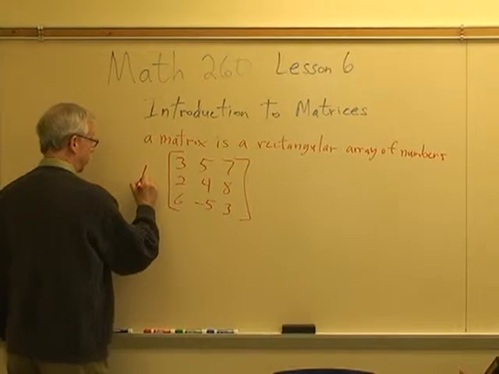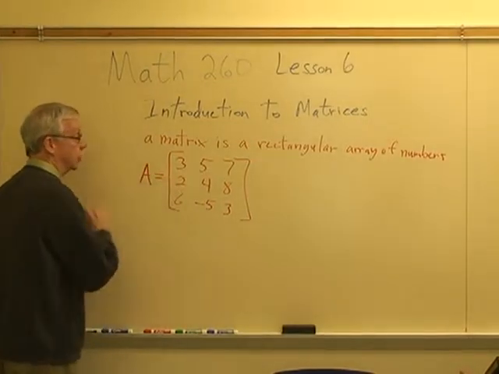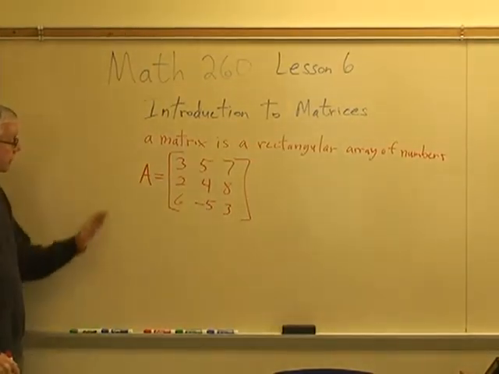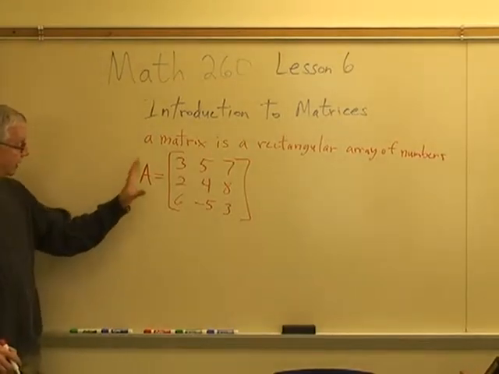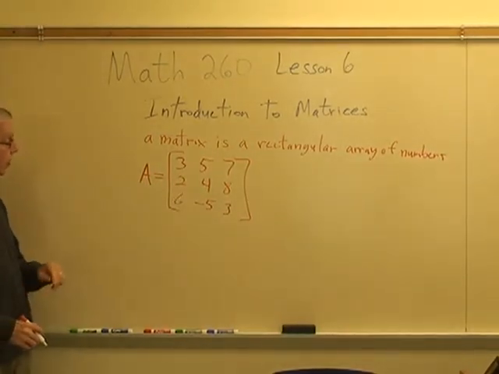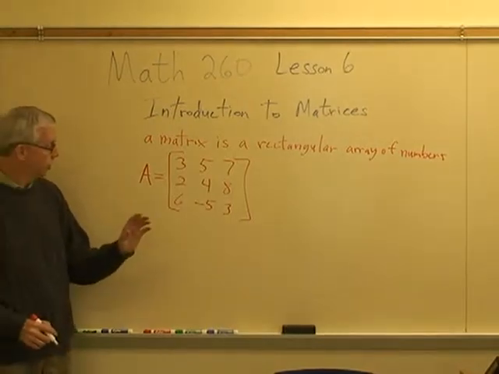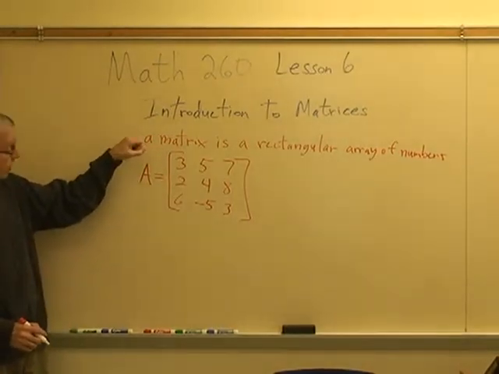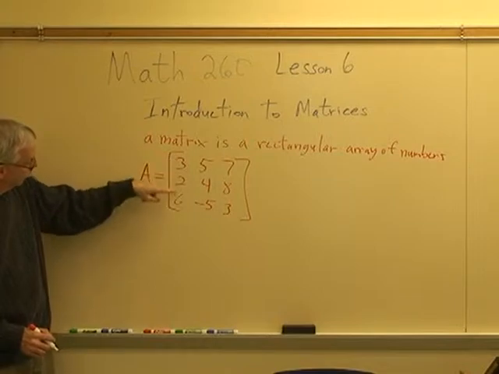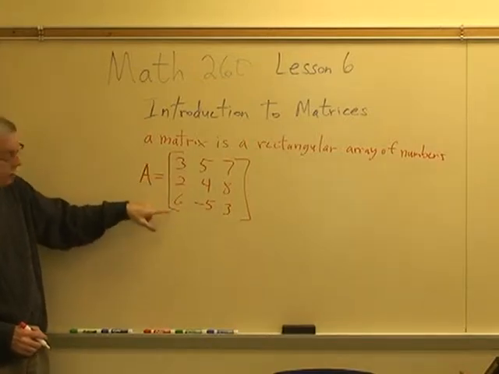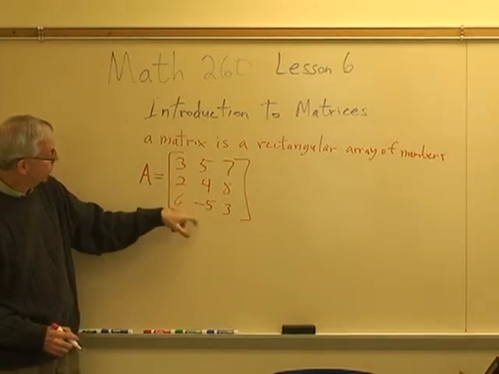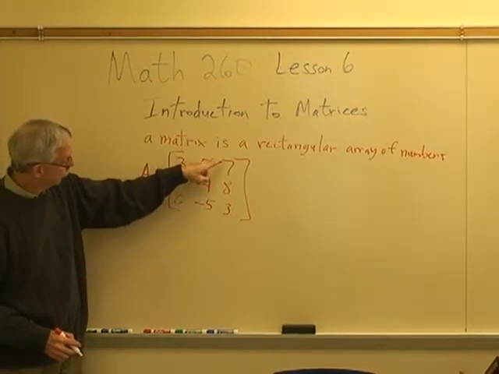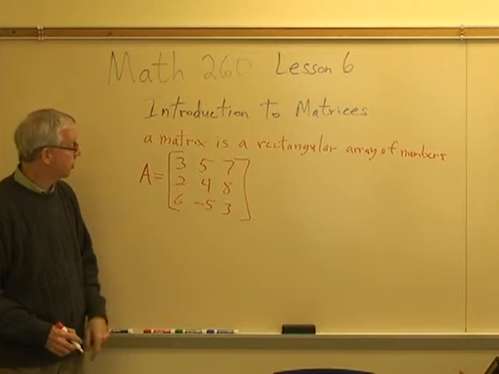Typically matrices are labeled with capital letters, and I call that matrix A. And what they're good for is storing related sets of information. In fact, one important way of thinking about matrices is as a collection of vectors. The vector with elements 3, 2, 6, another vector with elements 5, 4, negative 5, and another vector with elements 7, 8, and 3.